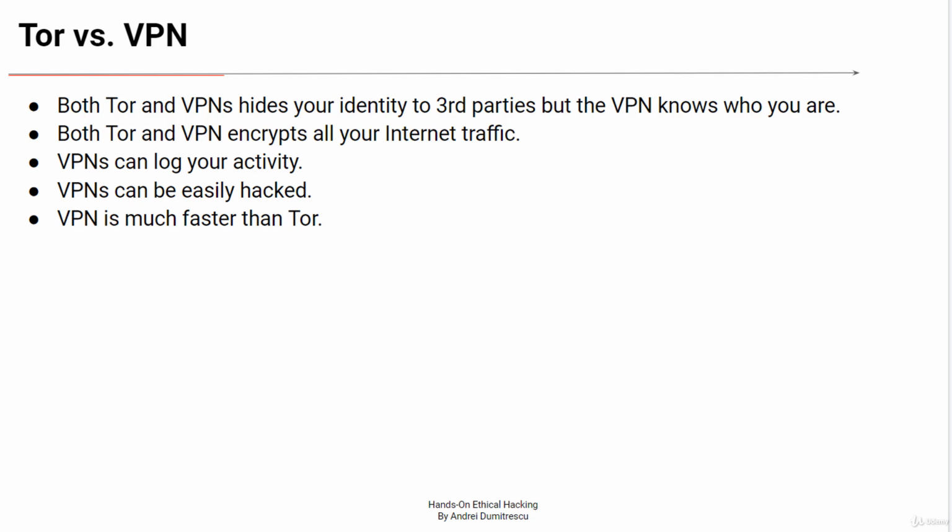Both Tor and VPN encrypt all your internet traffic. However, VPNs can log your activity. There's no way to ensure that the VPN provider is not logging and reporting all websites you visit. All you can do is trust them that they are not saving any logs if they say so.